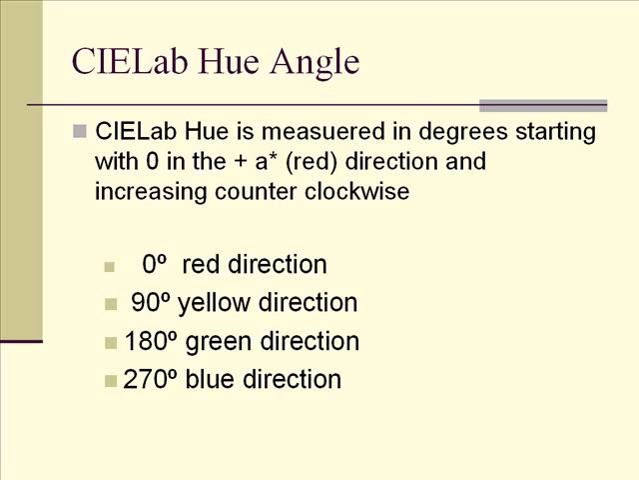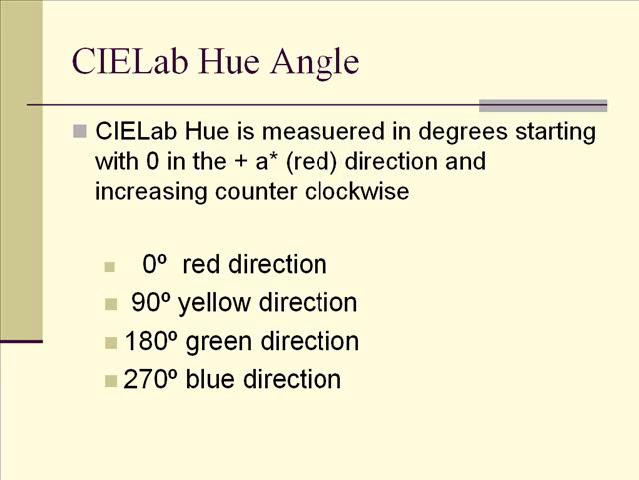We start with red being 0, so yellow would be 90 degrees, green would be 180 degrees, blue would be 270 degrees, and then if we get back to 360, because the circle is 360, we're back at red again. 360 degrees in a circle, and all of those would represent a different hue. So we're talking about hue here.